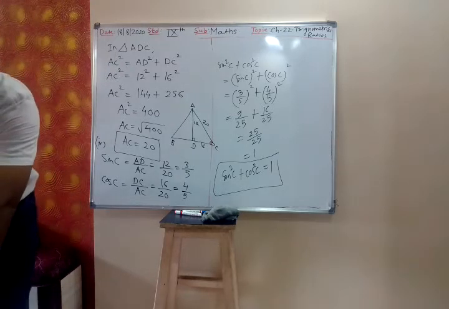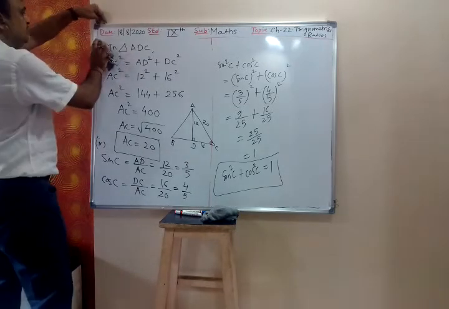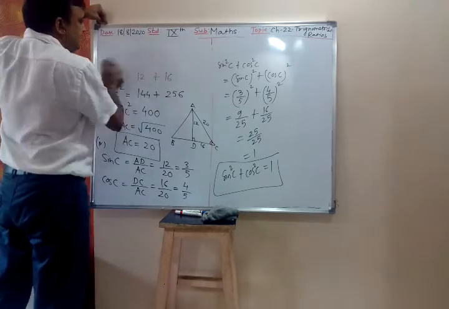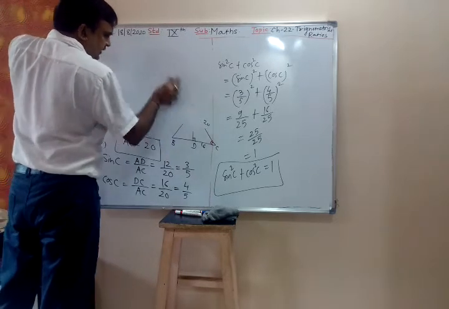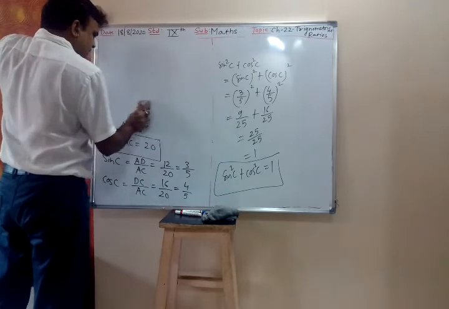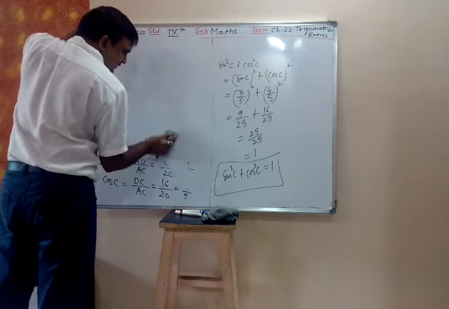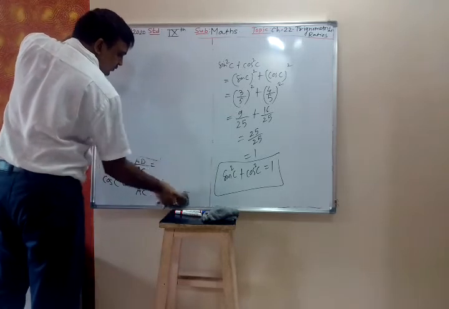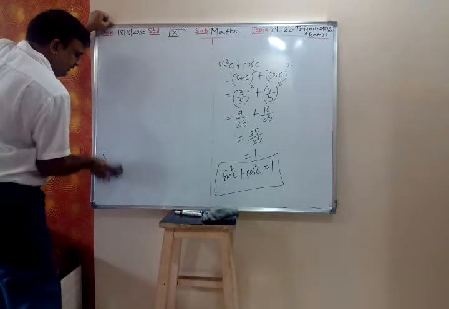Now let us do the fifth one. In these trigonometrical ratios, we find sine, cos, tan, then the reciprocal of sine is cosec, the reciprocal of cos is sec, and the reciprocal of tan is cot.